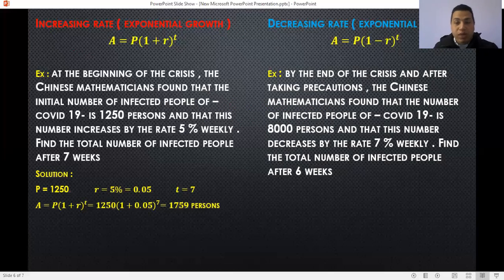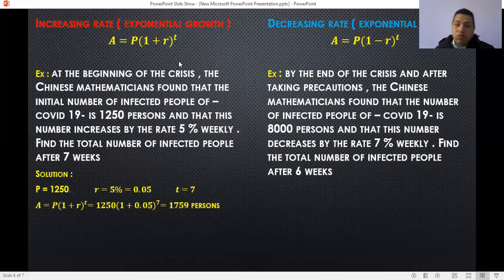Here you will see that by the end of the crisis and after taking precautions, the Chinese mathematicians found that the number of infected people of COVID-19, which is well known as coronavirus, is 8,000 persons, and that this number decreases by 0.7% weekly. Find the total number of infected people after 6 weeks.